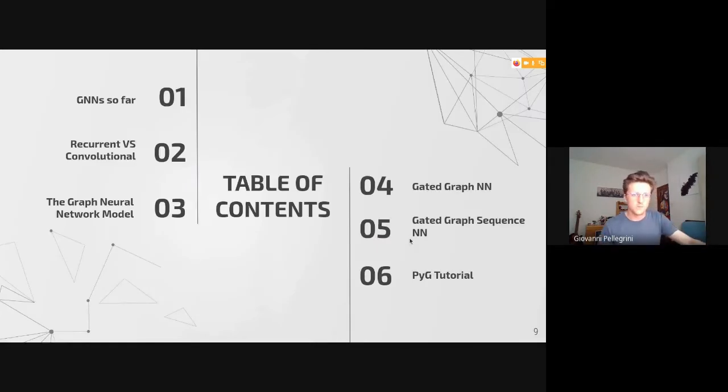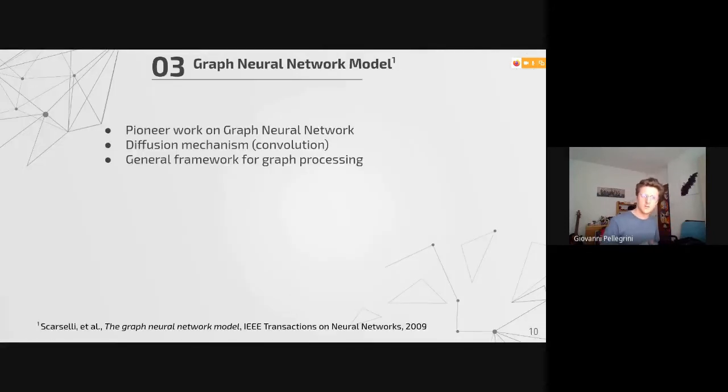Now that we have seen this little introduction, I'm going to talk about the graph neural network model and other variants, such as the gated graph neural network, to alleviate some of the problems that arise with the graph neural network model. It is called very broadly the graph neural network model because it was the first one. It was a pioneering work that came out in 2009 in a paper from Scarselli and Marco Gori here from the University of Siena.